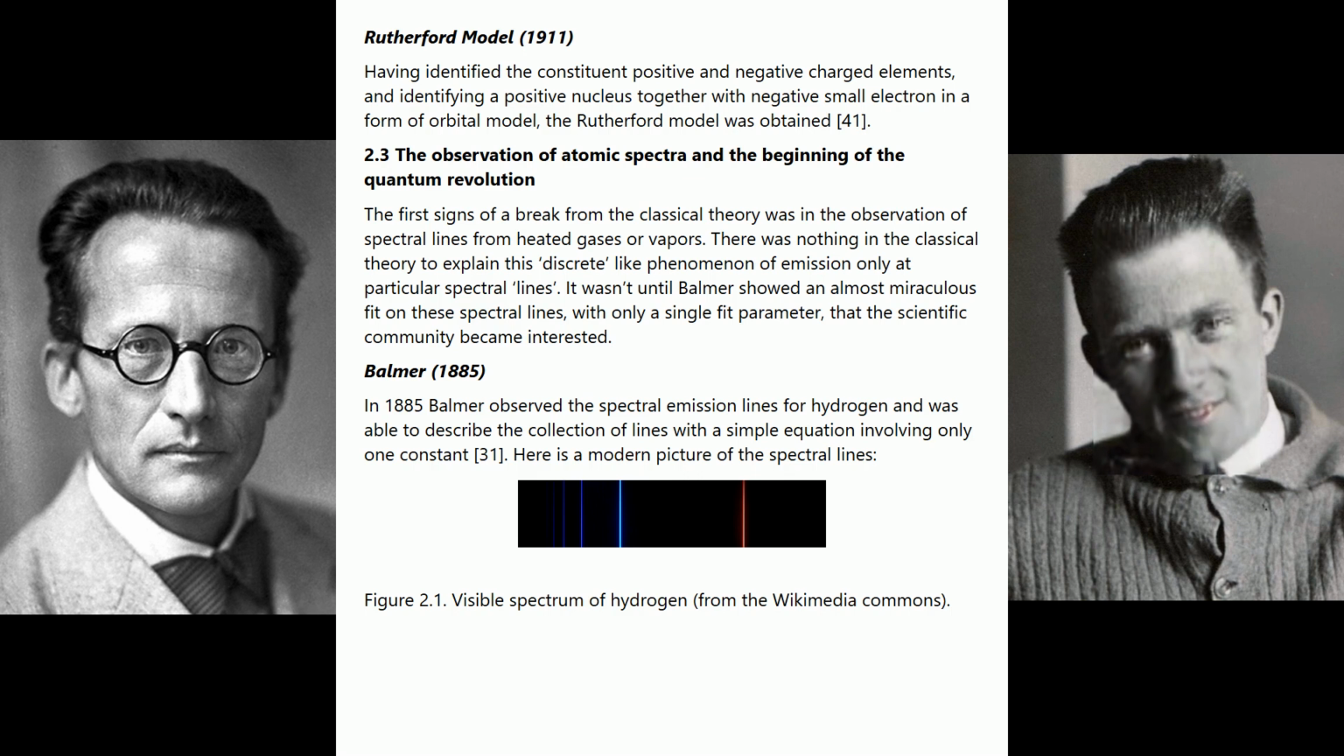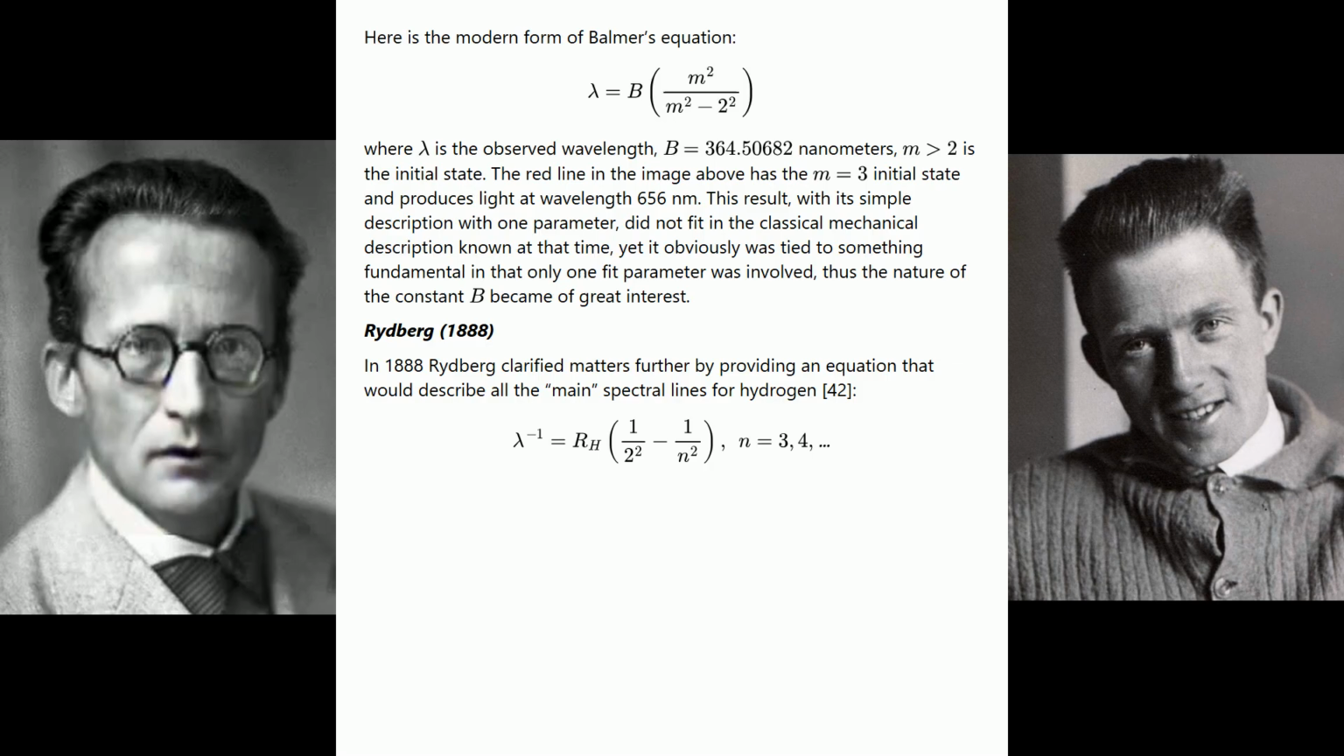Balmer, 1885. In 1885 Balmer observed the spectral emission lines for hydrogen, and was able to describe the collection of lines with a simple equation involving only one constant. Here is a modern picture of the spectral lines. Figure 2.1. Visible spectrum of hydrogen, from the Wikimedia Commons. Here is the modern form of Balmer's equation.